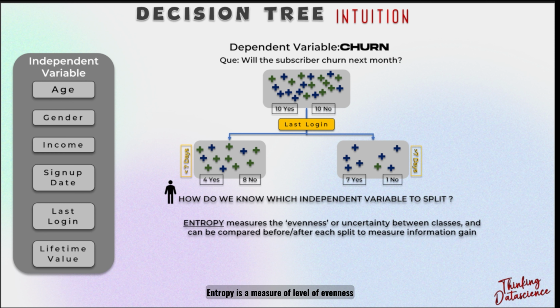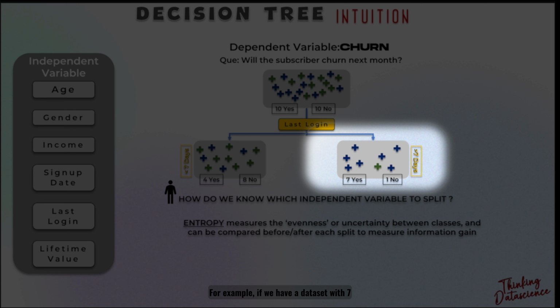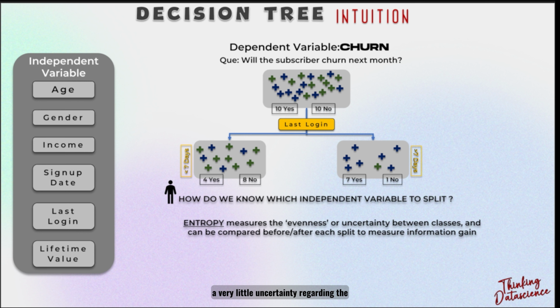Entropy is a measure of level of evenness or uncertainty in a dataset. For example, if we have a dataset with 7 yes and 1 no on the right hand side, there is very little uncertainty regarding the classes of the dependent variable. Therefore, the entropy would be low. However, before the split, there is high entropy because we are not certain which class is in that data.